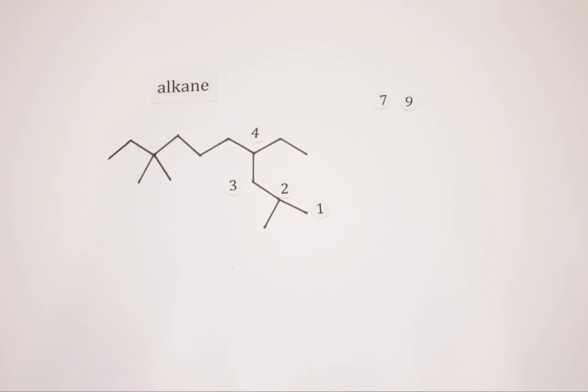These groups are called substituents, the ones coming off the parent chain. Now if we number in this direction, the groups come off at 2, 4, and 8. We always give substituents the lowest number, so these will be at 2, 4, and 8.